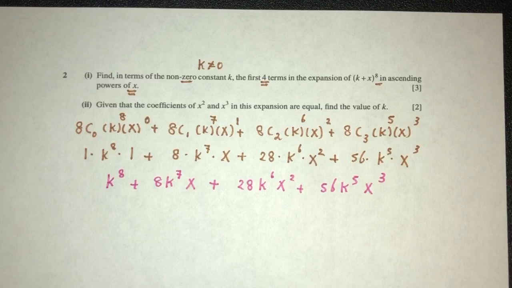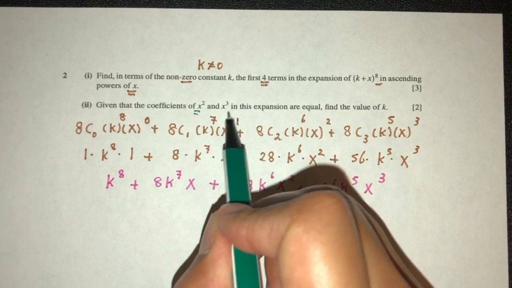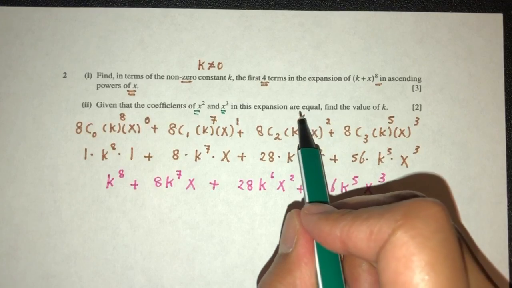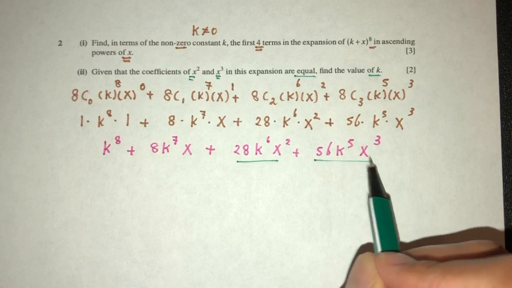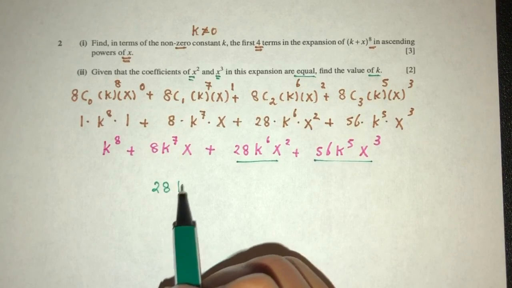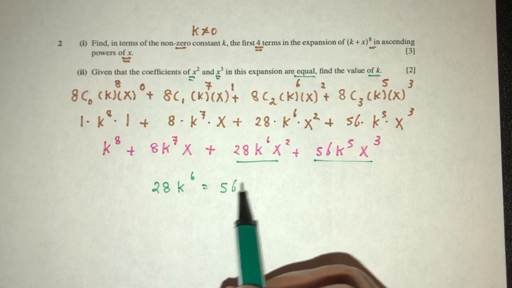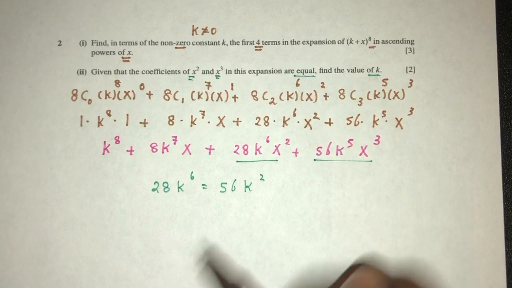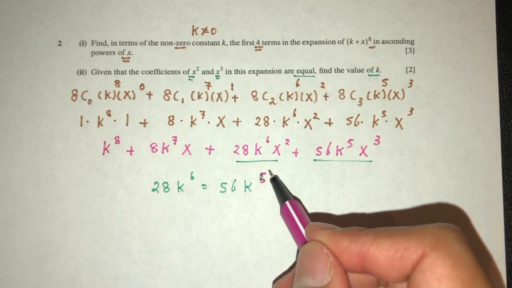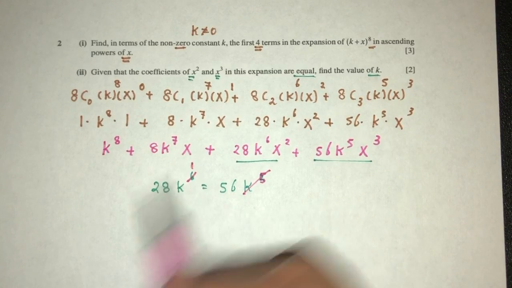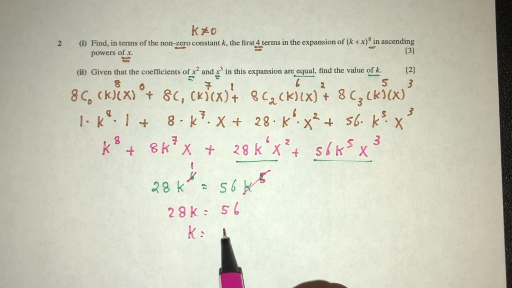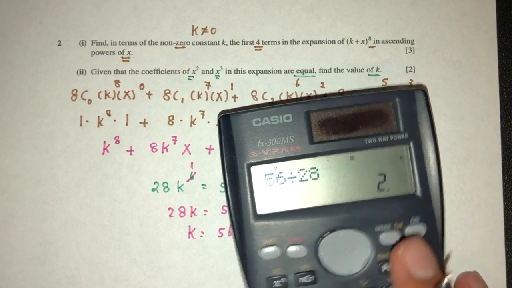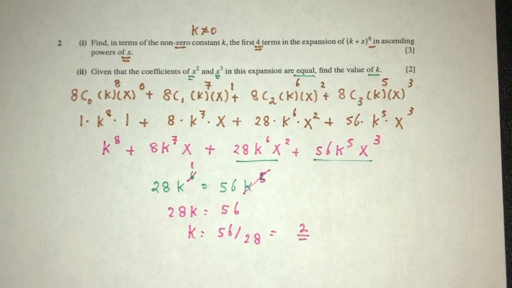Now for part 2, given that the coefficients of x squared and x cubed are equal, find the value of k. Pretty easy. The coefficient of x squared, this one, and of x cubed, this one, are equal. The coefficient of the value in front, which is this, should be equal to this value. Find the value of k. So simplify. This is k to the power 5 over here, so we can cancel this out, and 1 will be remaining. So you have 28 k should be 56. So k should be 56 divided by 28, which is 2. But let's check. That is indeed 2. So k equals 2 for part 2.